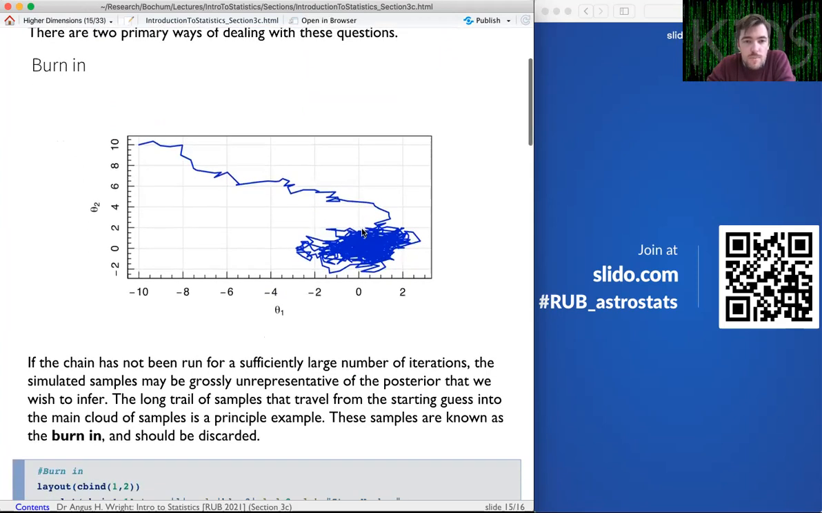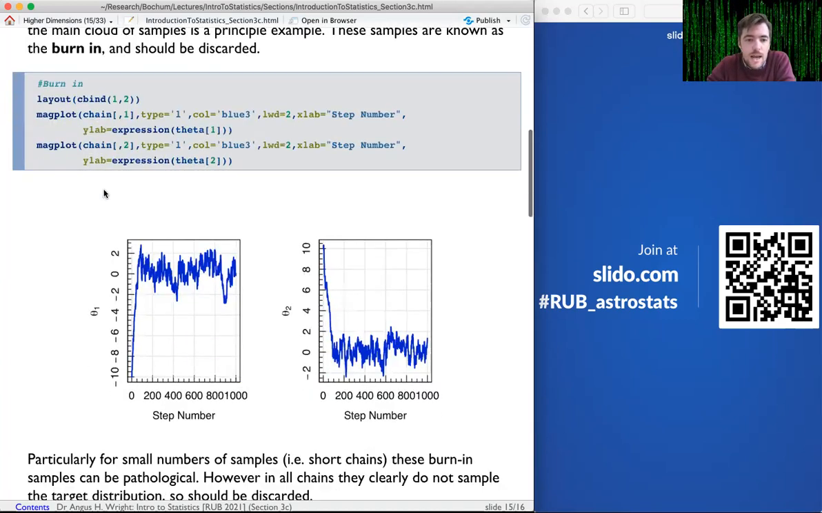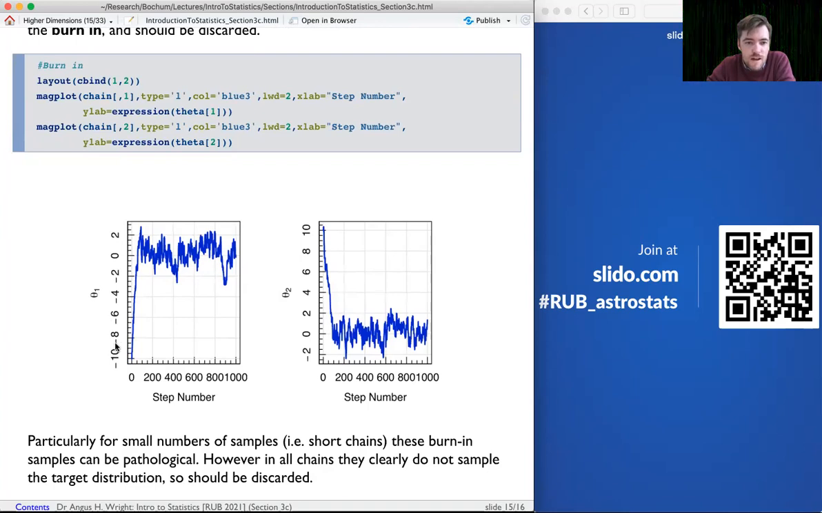The first is this thing here, which is called burn-in. This distribution of samples is very obviously not part of the target distribution, because it's to do with where we started and walking its way towards the main body of the distribution that we're trying to simulate. This is called the burn-in, and it is grossly unrepresentative of the distribution that we're trying to sample. You can see this if you plot the value of the parameters as a function of the step number. This here is the burn-in, and then these are the samples that we want.